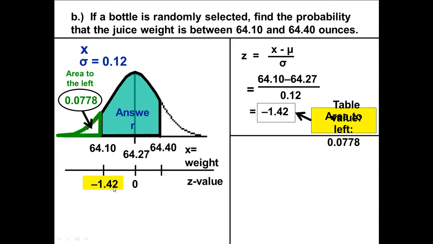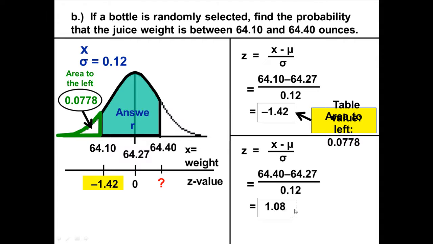And we find the area. I guess you're going to find the area now. You use the tables and you find this area. Now you're going to find the z-score here, 64.40. We have 64.40 minus 64.27 divided by 0.12, and you get 1.8 right there.